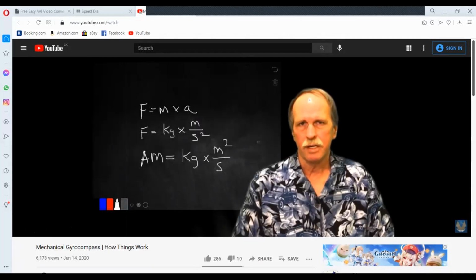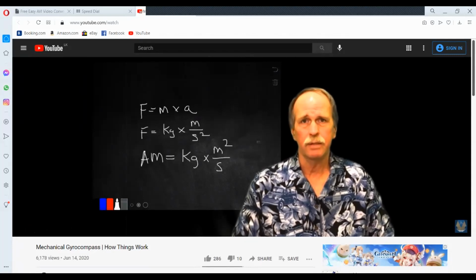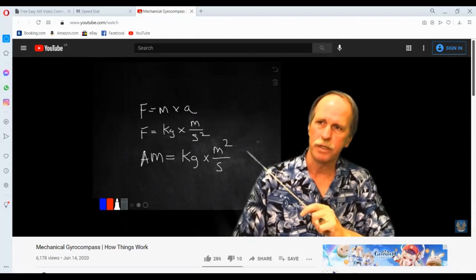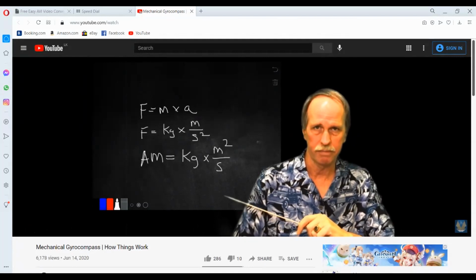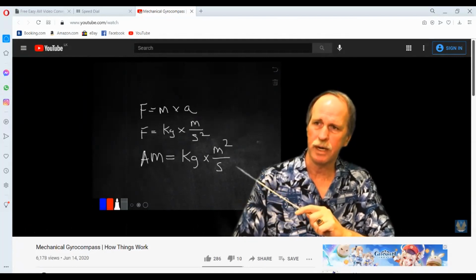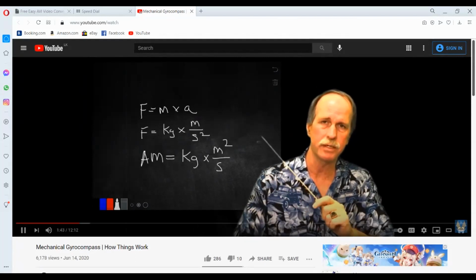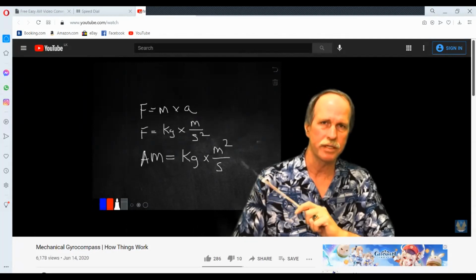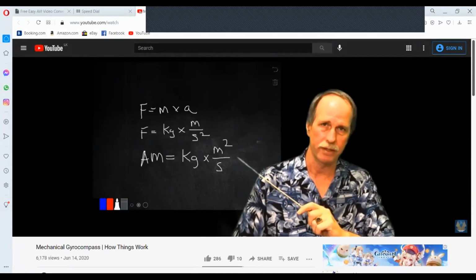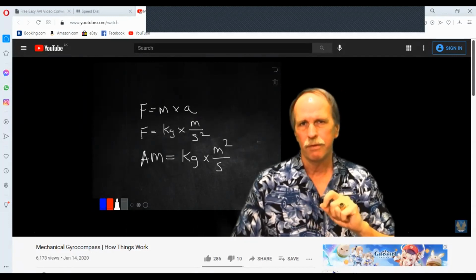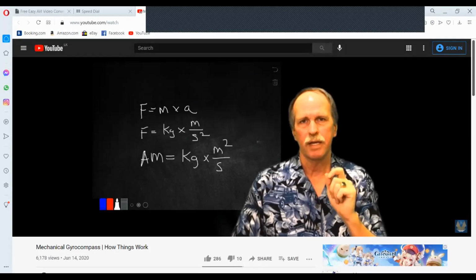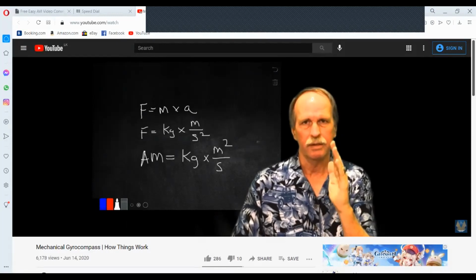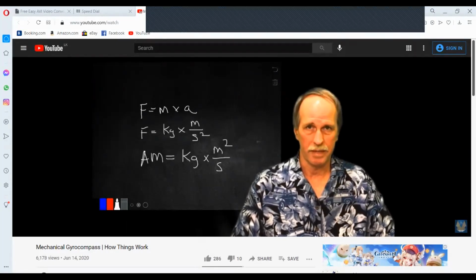Well, guys, before we get started on talking about gyrocompasses, I want to clear up something that seemed to have caused a little bit of confusion. If you look up here, you'll see that force equals mass times acceleration. In physics, that is described as kilograms times meters over seconds squared. Angular momentum is very similar, except it's kilograms times meters squared over seconds. When you're dealing with a force, the big difference is going to be how long you apply that force, whereas in angular momentum, it is the length of the vector of the angular momentum that's important.